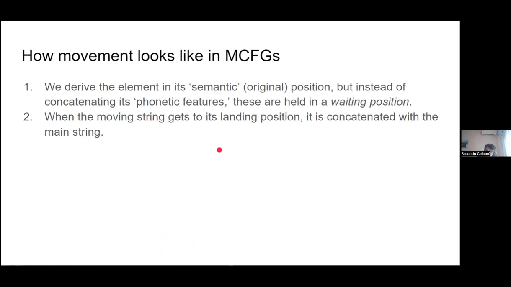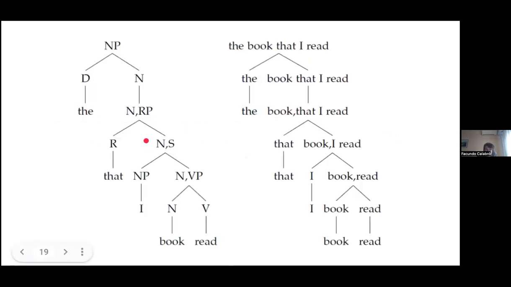And okay, so let's see how movement looks now with MCFGs. First, we have to derive the element in its semantic position, but instead of concatenating its phonetic features, these are held in a waiting position. And when the moving string gets to its landing position, it is concatenated with the main string. So that's the basic idea. And that's what we can see here. The string book is dragged, if you want, upwards.